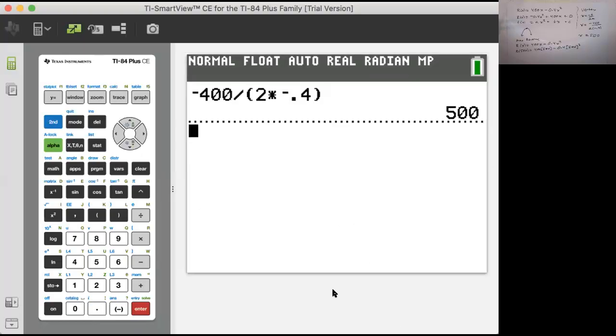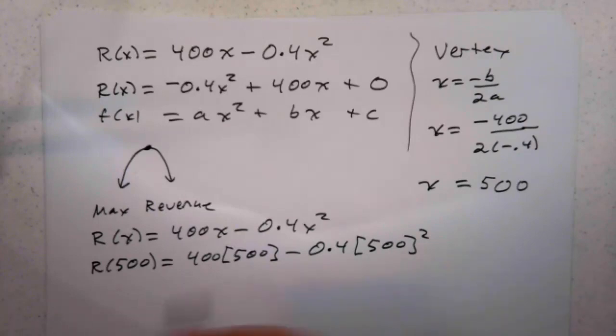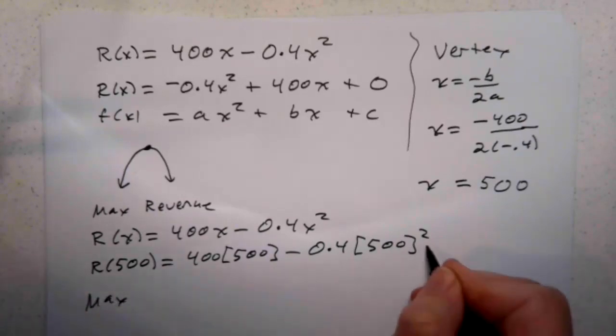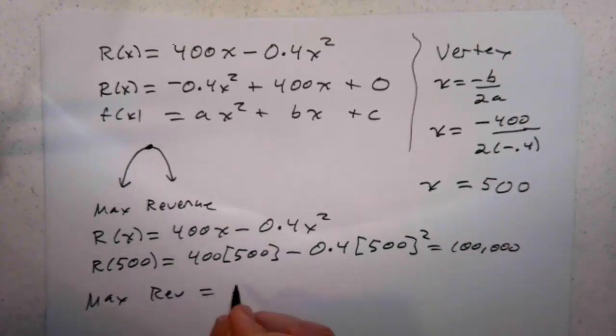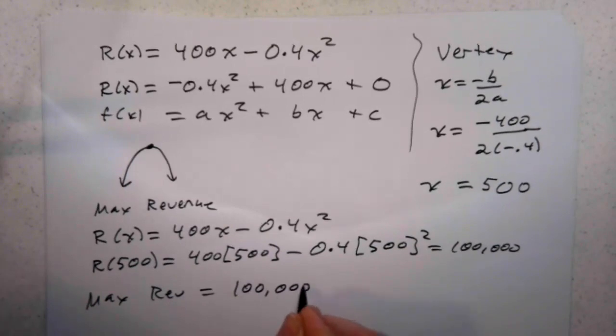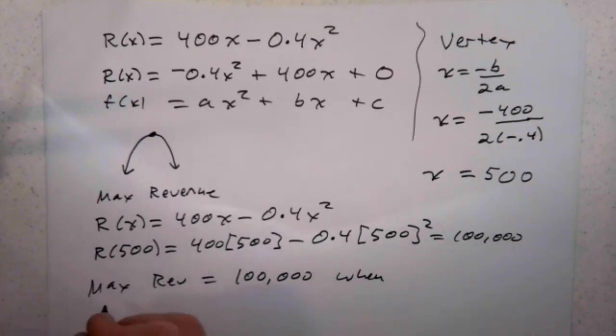I'll just go ahead and plug it in directly, then I'll show you a shortcut. 400 times 500 minus 0.4, or .4 if you prefer, times 500 squared. And we get 100,000. So max revenue is 100,000, we assume dollars, when 500 items are manufactured and sold.